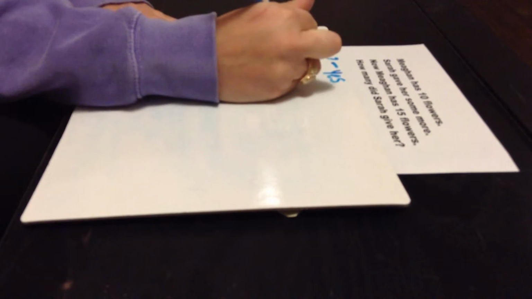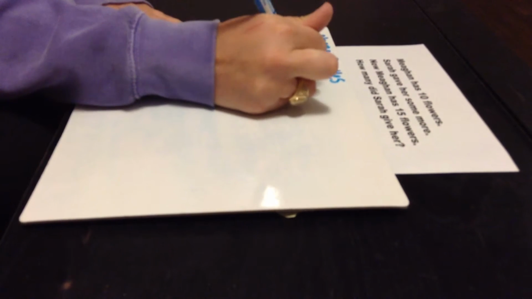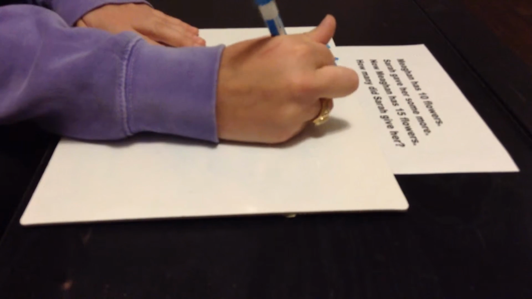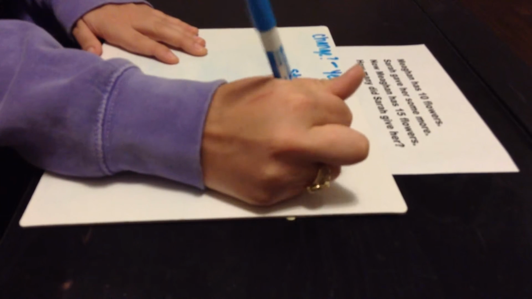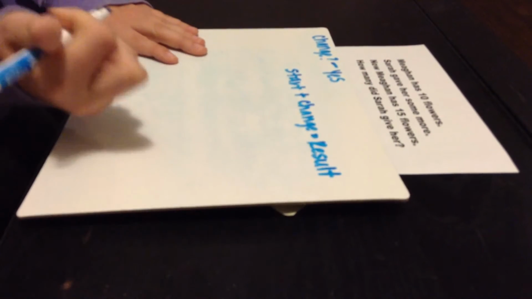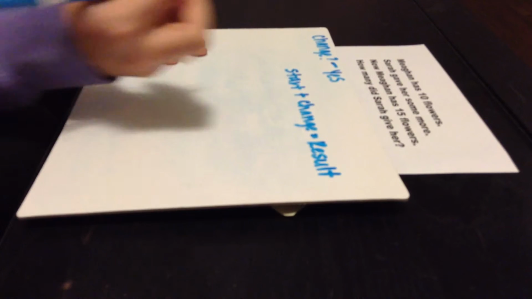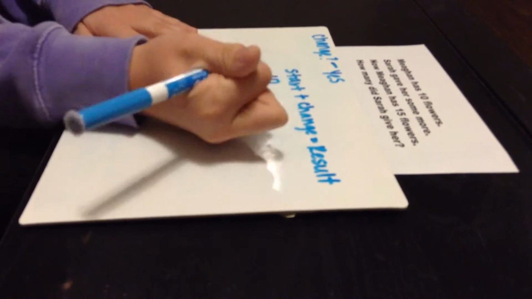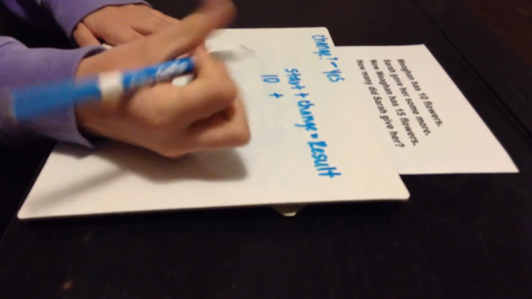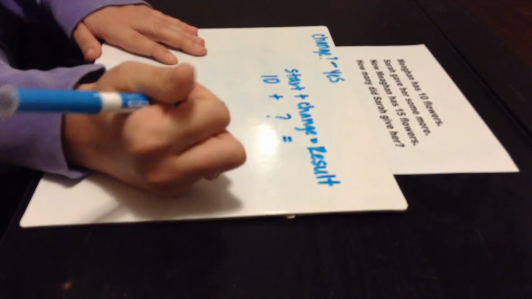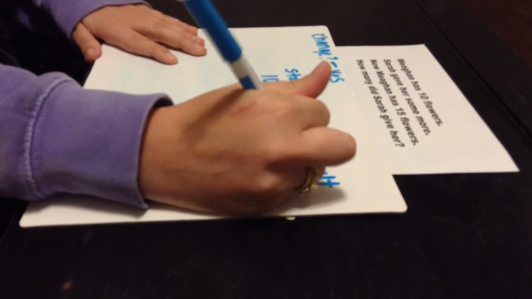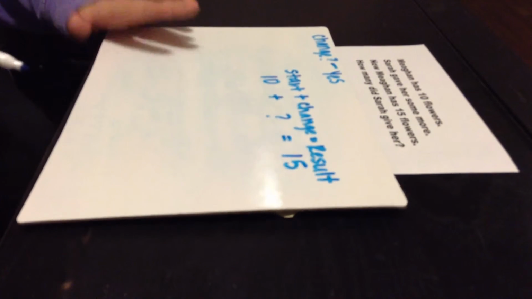In this case, we're going to look at the join structure, which means that the start plus the change equals the result. We know that Megan started with 10 flowers. And then we know Sarah gave her some more, and that Megan now has 15 flowers.